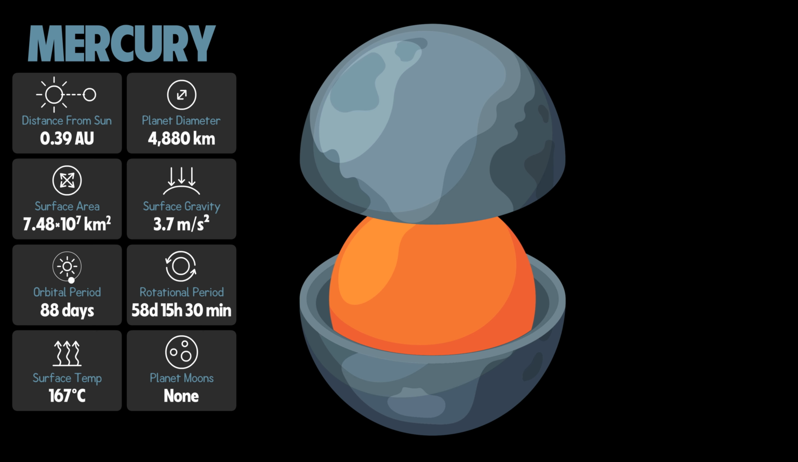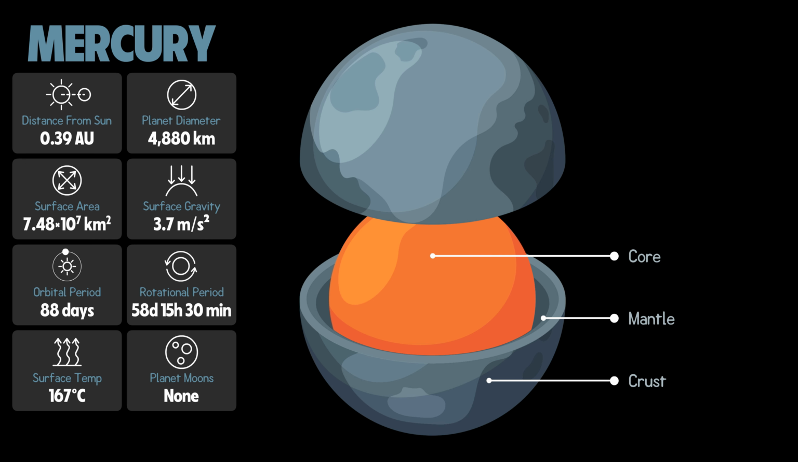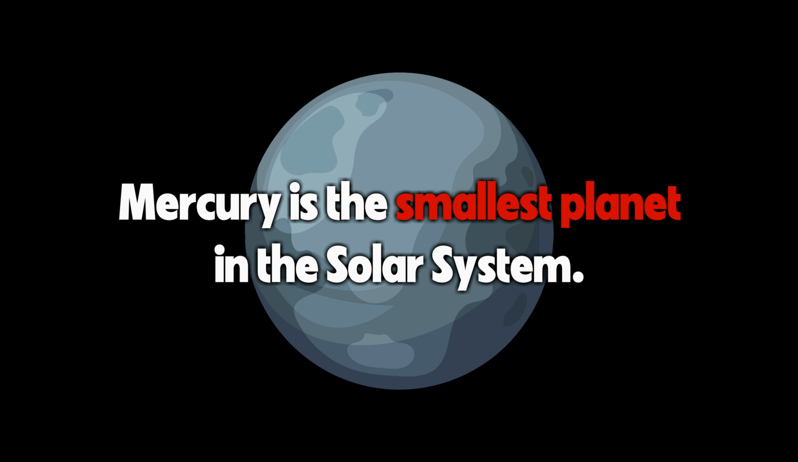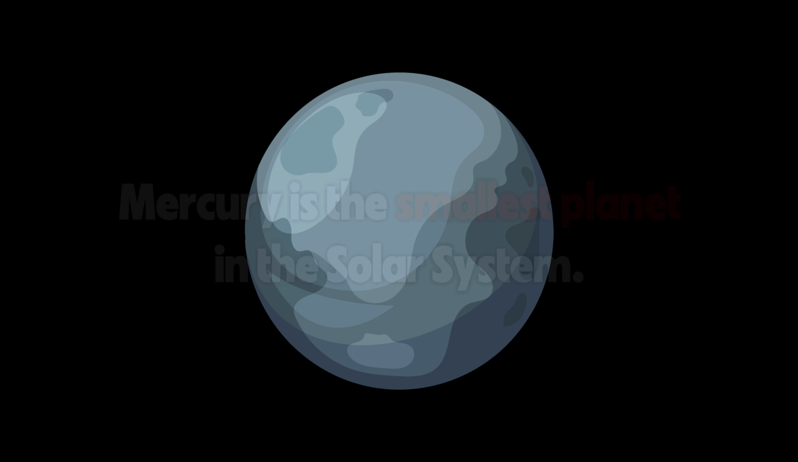Mercury's structure consists of 3 main layers: the crust, a thin layer of rock; the mantle, a solid layer, possibly partially molten; and the core, likely composed mostly of iron. An interesting fact is that Mercury holds the title of the smallest planet in the solar system.